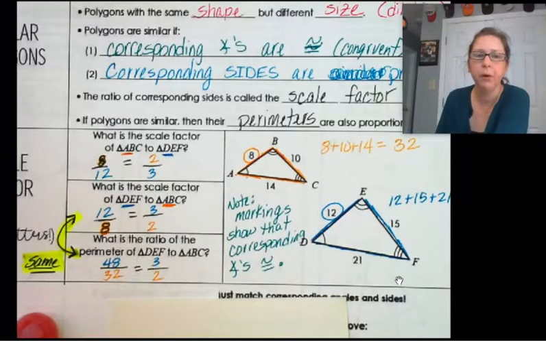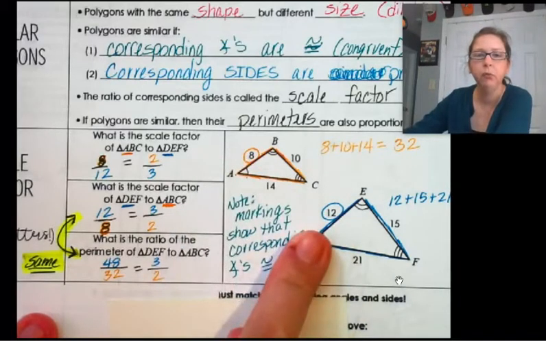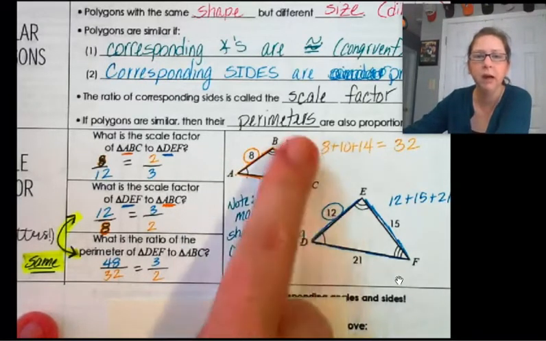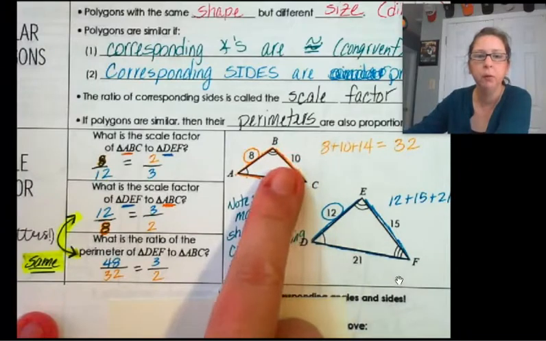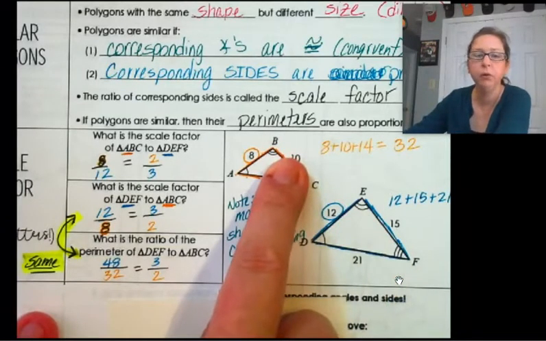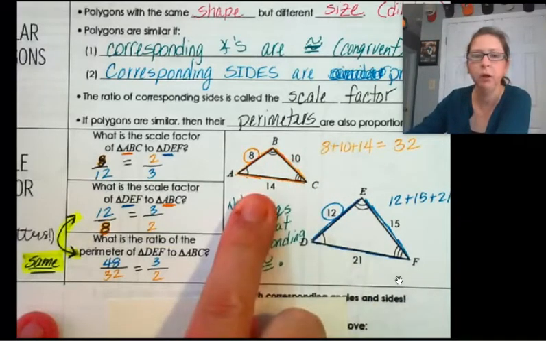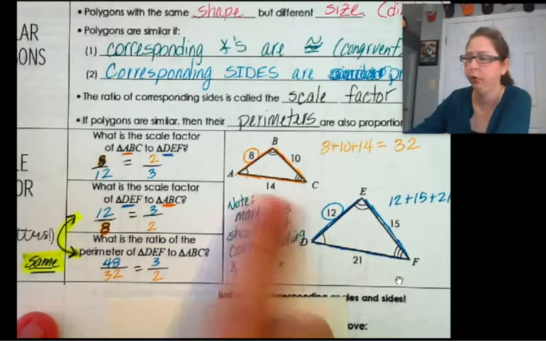The ratio of the perimeters is the same as the ratio of one set of corresponding sides, which means that all of the other sides will also be proportional. So 15 over 10 will reduce to 3 over 2. 21 over 14 will also reduce to 3 over 2.